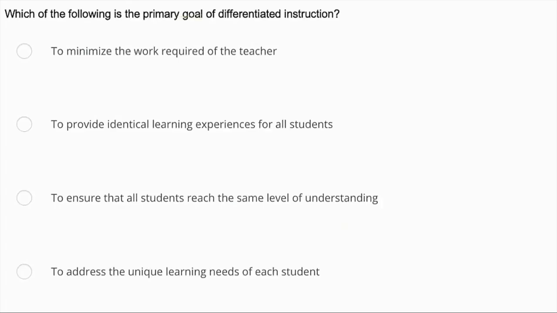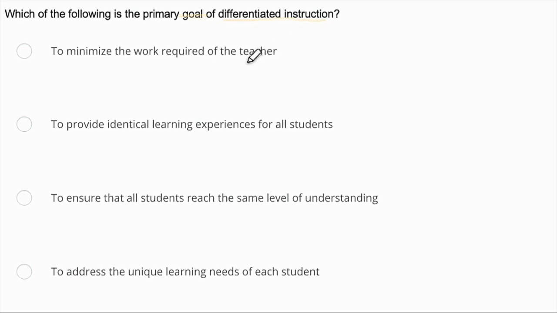Our first practice problem, we have a question that asks us, which of the following is the primary goal of differentiated instruction? One of the first things that we should do when we have a question, whether it's a practice problem or on our Praxis exam, is to make note of what the key words are in the question. For this question, it's asking us what the primary goal is of differentiated instruction. So those are the two things that we're really honing in on for this question, the goal and differentiated instruction.